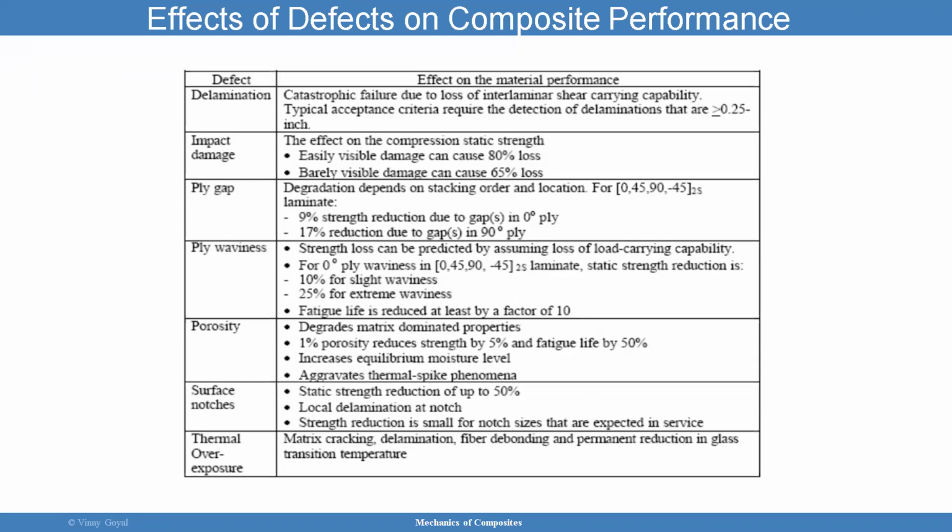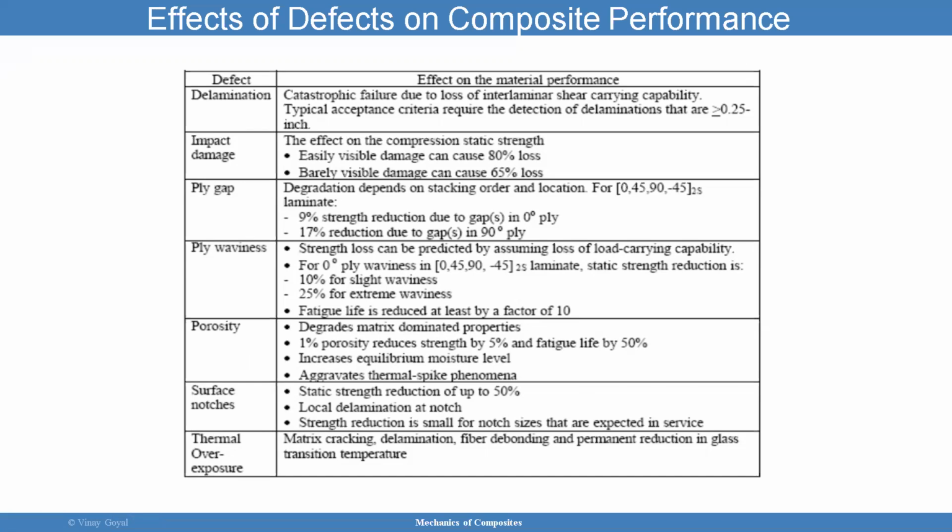Porosity can degrade the matrix dominated properties. We already talked about porosity. Porosity can be a problem if the pressure applied to the composite is not sufficient to push the voids out, and we talked about how important that is in those initial stages of the cure process. It can increase equilibrium moisture levels. It can aggravate thermal spike phenomena. And surface notches can be an issue. And thermal overexposure can lead to matrix cracking, delamination, fiber debonding, and a permanent reduction in glass transition temperature.